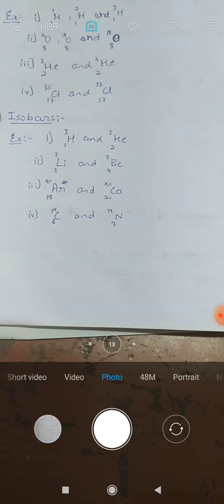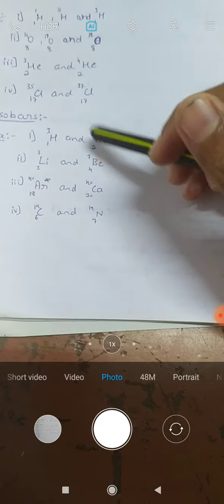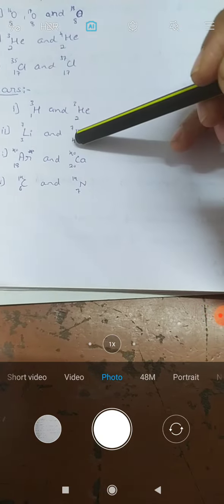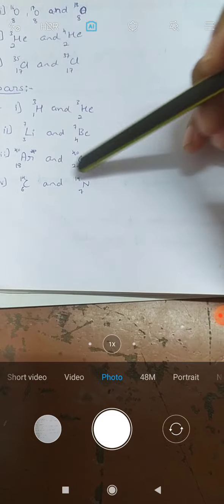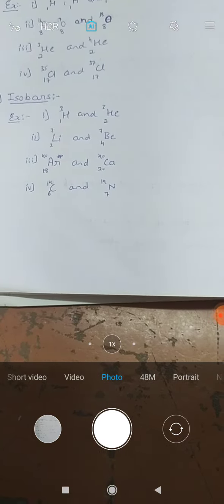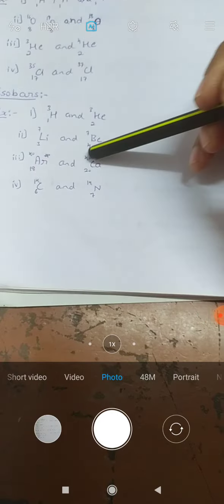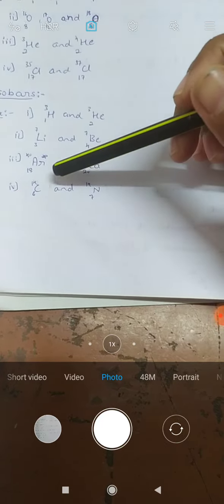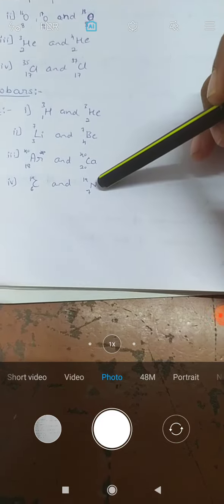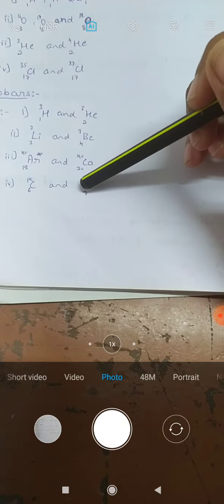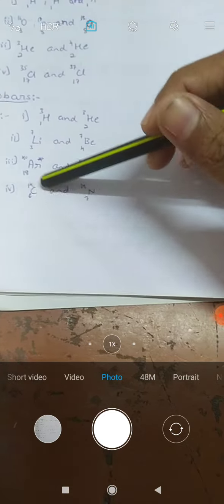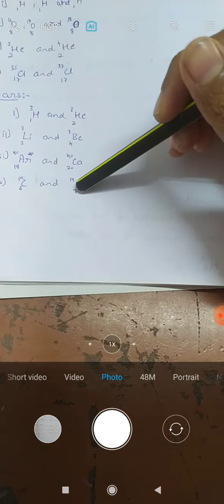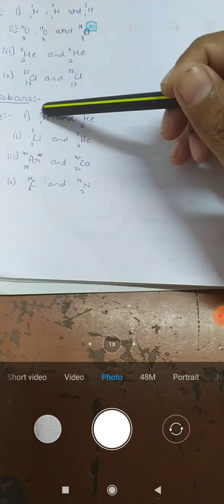In case of lithium and beryllium, the mass number is 7 with atomic numbers 3 and 4. And next, in case of argon and calcium, the mass number is 40 with different atomic numbers, that is 18 and 20. Similarly, in case of carbon and nitrogen, they consist of the same mass number with a variation of atomic number. This is about the isobar.